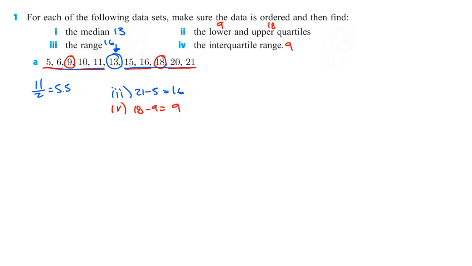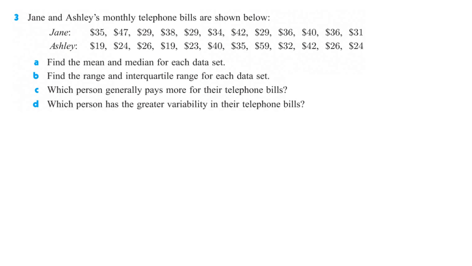Okay? All right, let's take a look at the next one, which is number 3. Jane and Ashley's monthly telephone bills are shown below. Find the mean and median for each data set. These are not arranged in order, so you can go through and arrange them in order, or you can put them into the calculator too, and it will arrange it for you. So let's do one of each.